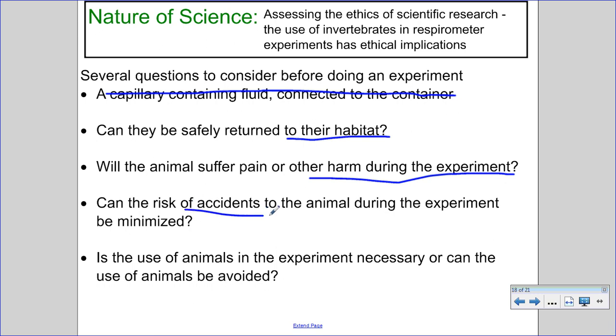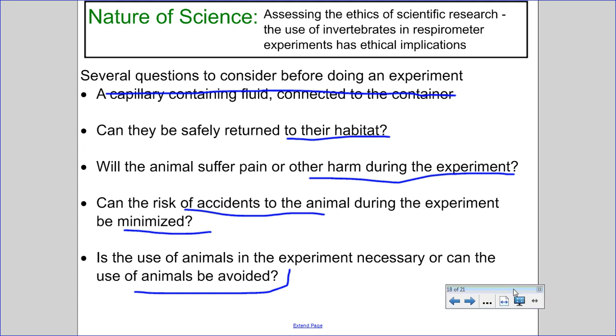And can the risk of accidents to the animal during the experiment be minimized? So are there ways of ensuring that you don't accidentally injure the organism under study? And is the use of animals in the experiment necessary, or can the use of animals be avoided? Are there alternative means or alternative models that can be used to obtain similar results from the experiments?